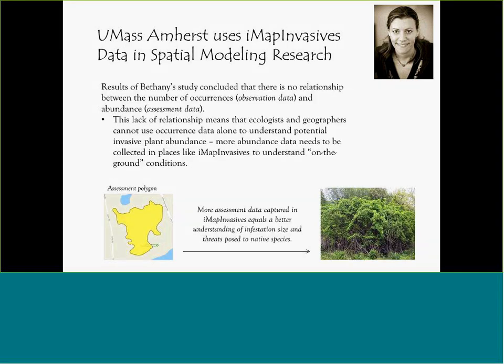From their research, they found that there is no relationship between number of occurrences, or in other words, observation data, and abundance or assessment data. So you can't look at the number of observations in an area and predict how abundant a particular species is. You just can't do it. The data isn't set up to do that. So by studying this, they were able to figure out that because you can't use occurrence data alone to understand potential plant abundance, more abundance data actually needs to be collected in the form of assessment data as far as iMapInvasives goes.